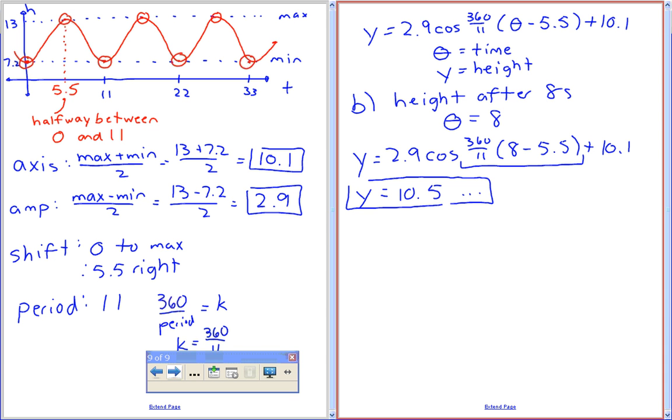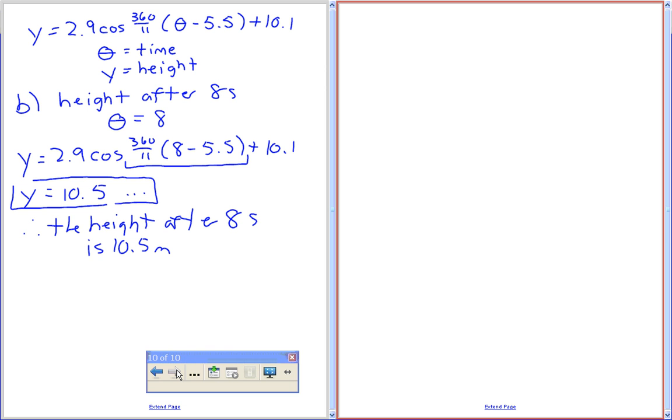Okay, all right. 10.5. Good. So this is height. Therefore, the height after 8 seconds is 10.5 meters. And C says, when is his height 10 meters? Okay, so we're going to solve this equation. Do you want me to go through this, or are you guys okay?